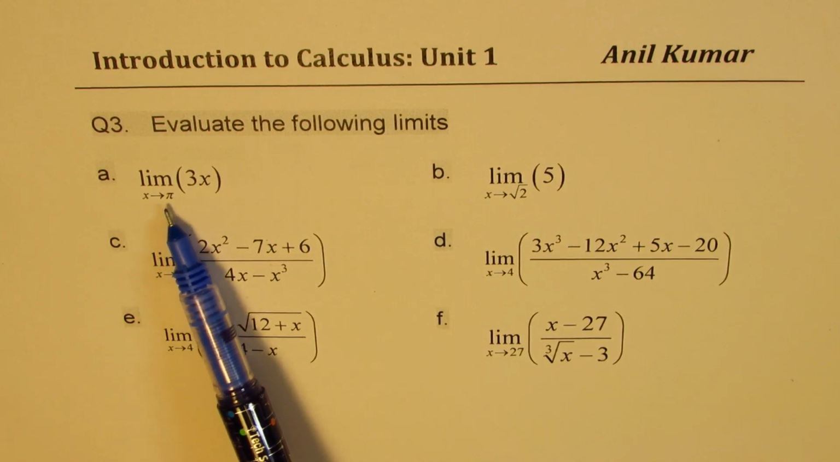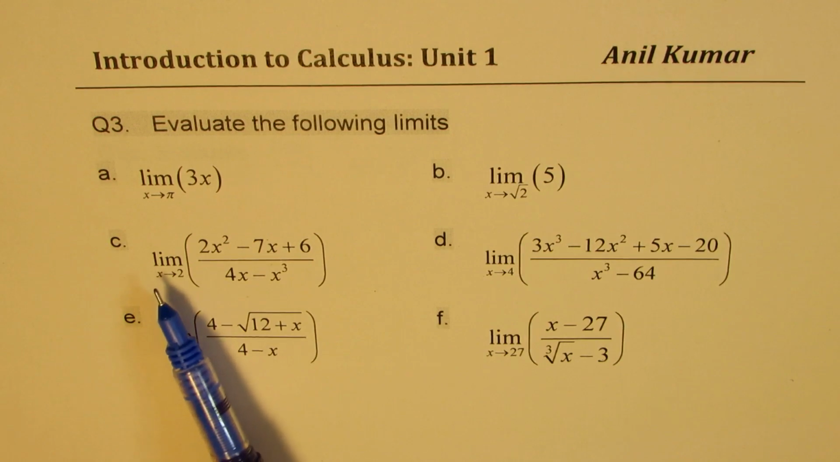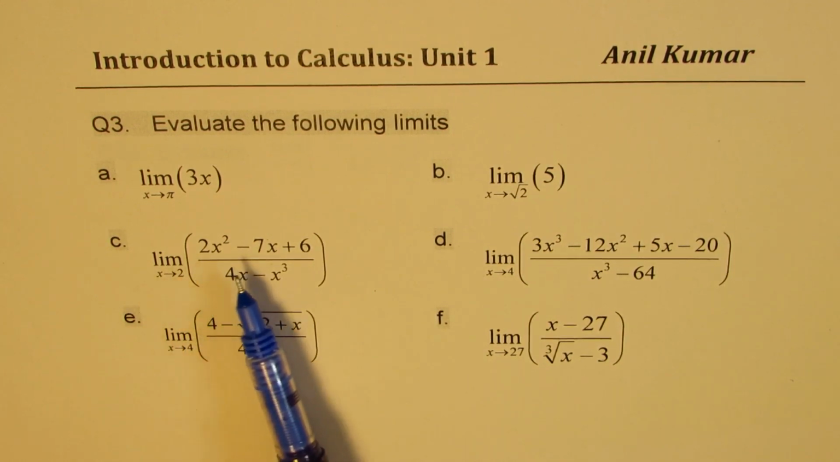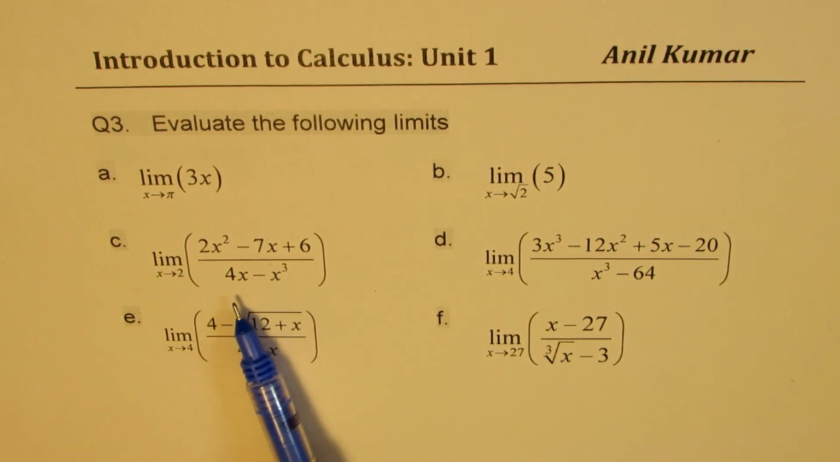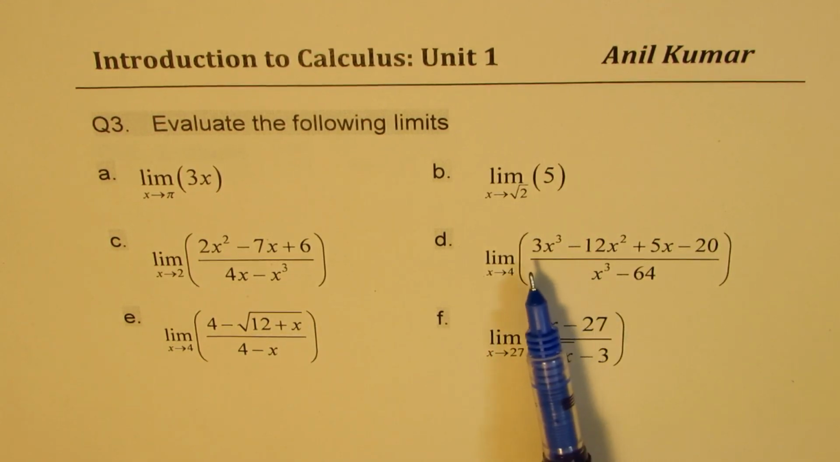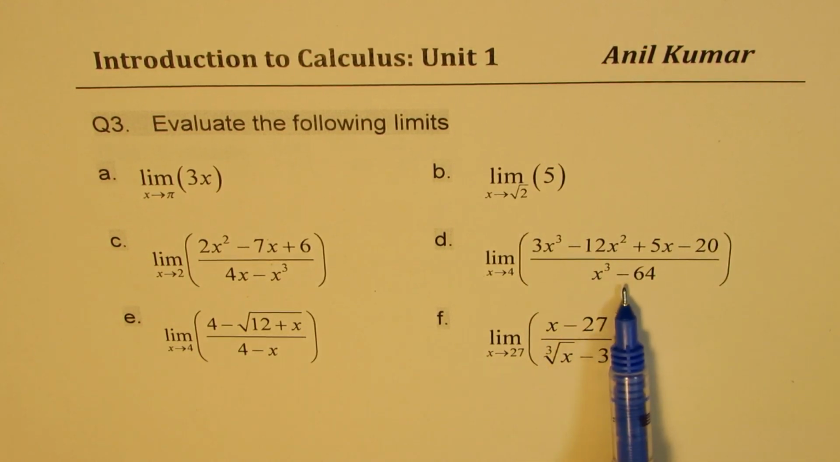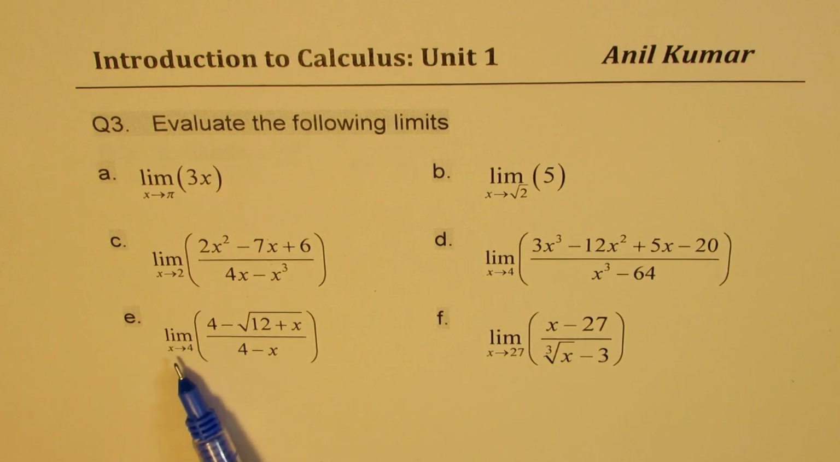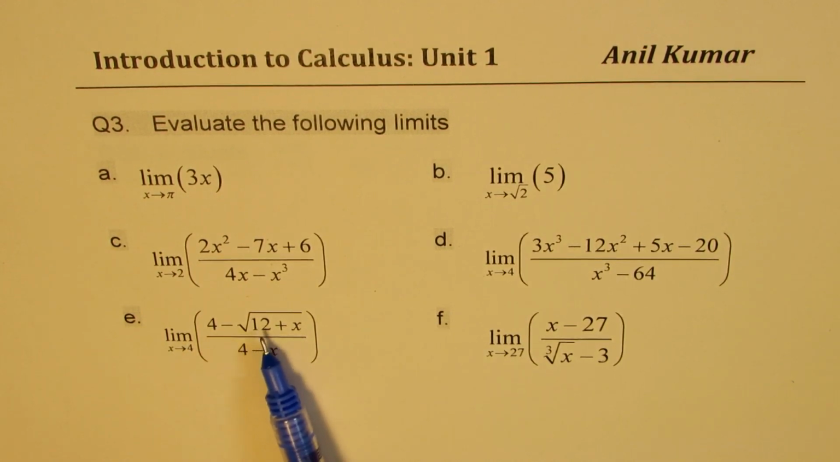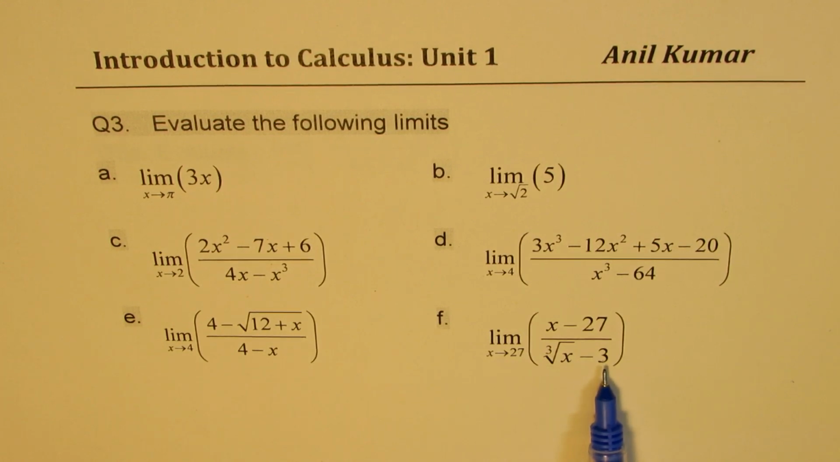Limit when x approaches pi for 3x. Limit when x approaches square root of 2 for 5. Limit when x approaches 2 for 2x² − 7x + 6 over 4x − x³. Limit when x approaches 4 for 3x³ − 12x² + 5x − 20 divided by x³ − 64. Limit when x approaches 4 for 4 − √(12 + x) divided by 4 − x. And limit when x approaches 27 for x − 27 over cube root of x − 3.